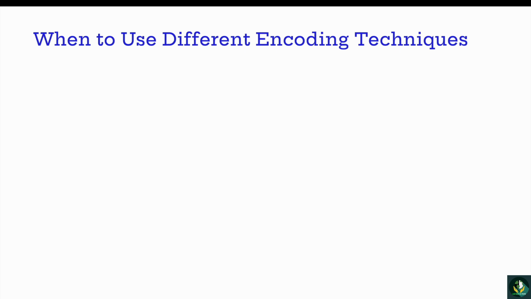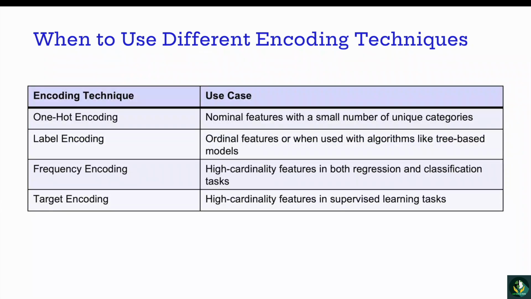Now let's look at when to use different encoding techniques. There's a table for it. When the encoding technique is one hot encoding, the use case is nominal features with a small number of unique categories. For label encoding, it's ordinal features or when used with algorithms like tree-based models. Frequency encoding use case could be high cardinality features in both regression and classification tasks. And the target encoding is high cardinality features in supervised learning tasks.